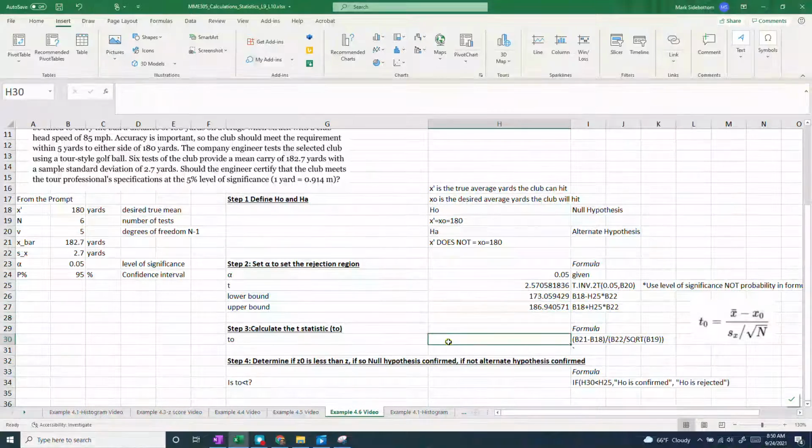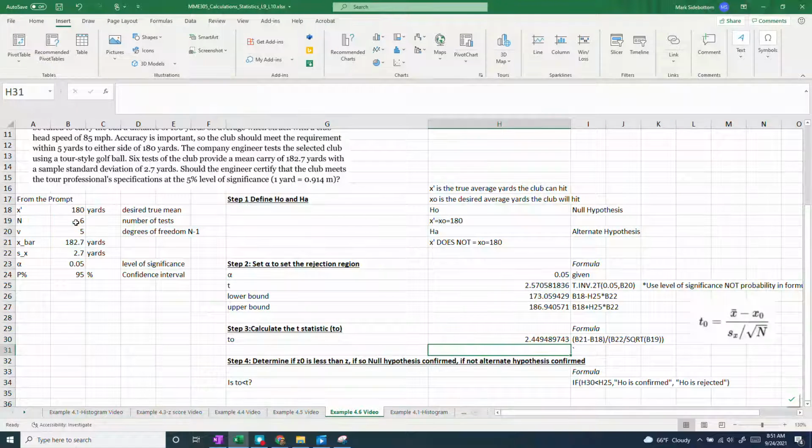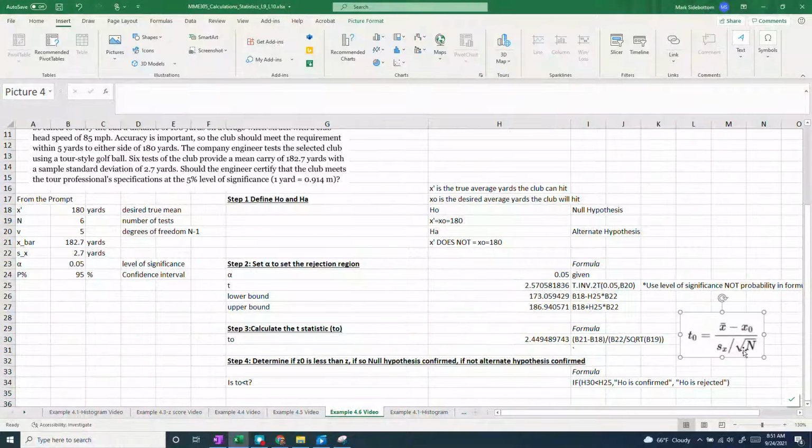Then we can calculate the t statistic, t0, which is really easy to calculate. We take the difference between our x bar and our desired average x0, and we divide that by the standard deviation, and then we divide that by the square root of the number of tests that we took. That's just from this formula on the right hand side here.